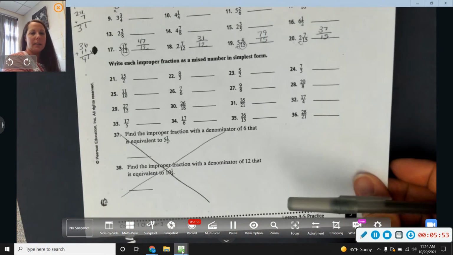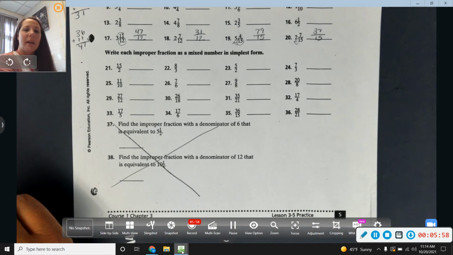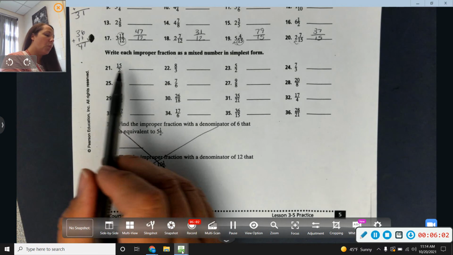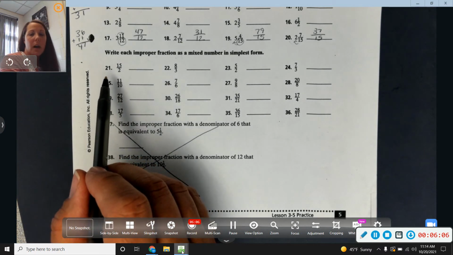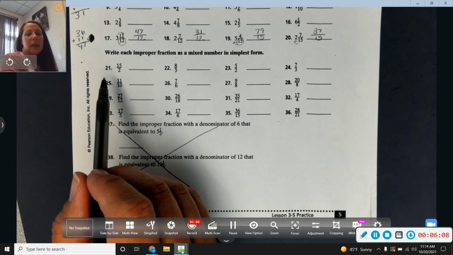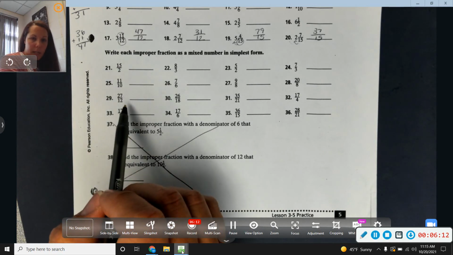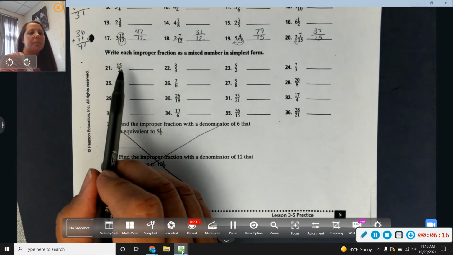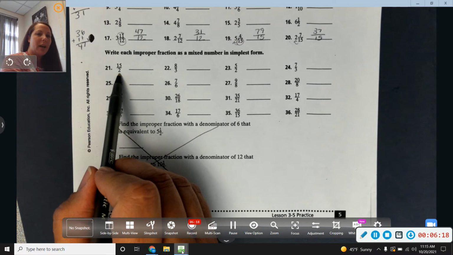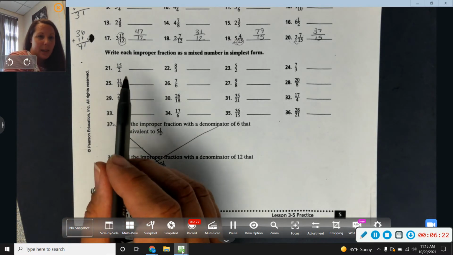Now the next section: write an improper fraction as a mixed number in simplest form. So we are writing these as mixed numbers. It says in simplest form. We're just going to take what we have right here and change it, and then see what we get. When we do that, we do the opposite of wheeling. We "unwheel" this. That's what I like to say.